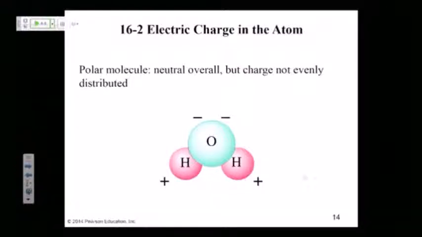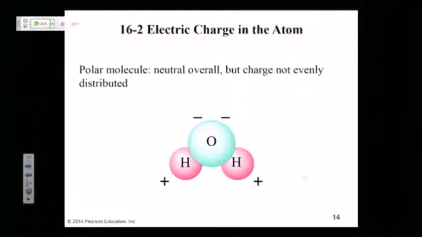This is another interesting thing to talk about. We talk about atoms as neutral entities. How about molecules, like the water molecule? This is the water molecule, H2O. You have two atoms of hydrogen and one atom of oxygen.